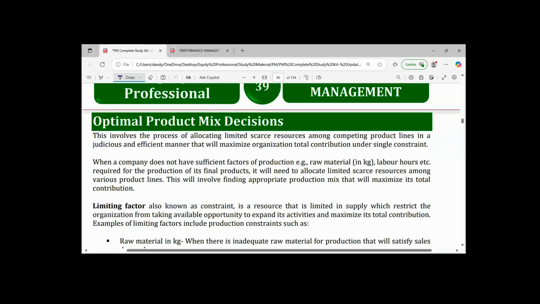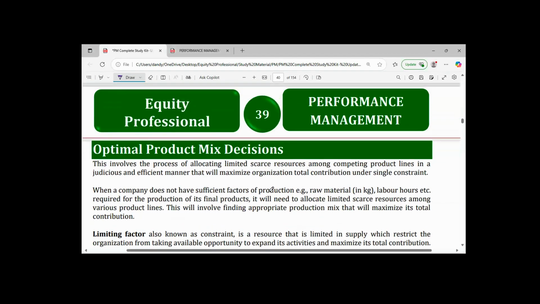Let's talk about optimal product mix decision. Now, one thing you need to understand is that even you as an individual, you don't have all what you want. You only have what you need, isn't it? Because if you have all what you want, you will not appreciate God. You want money, you have it. You want house, you have it. You want spouse, you have it. You would not even need to thank him for whatever he has done for you.